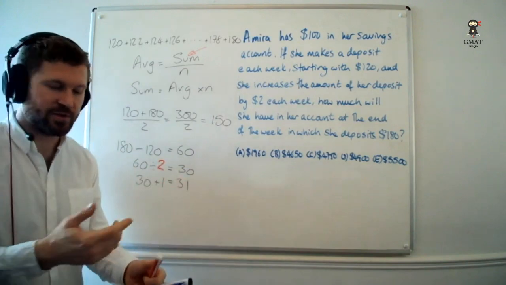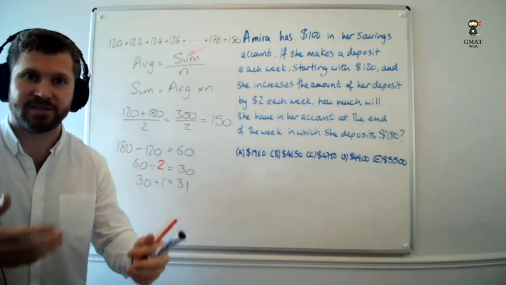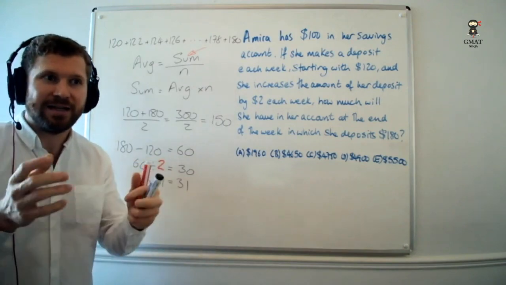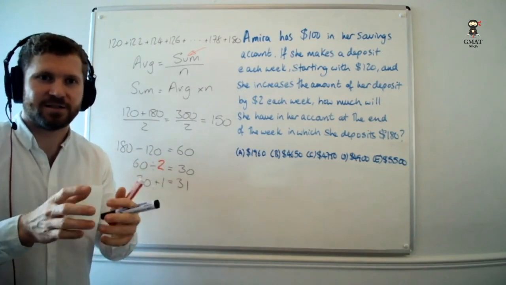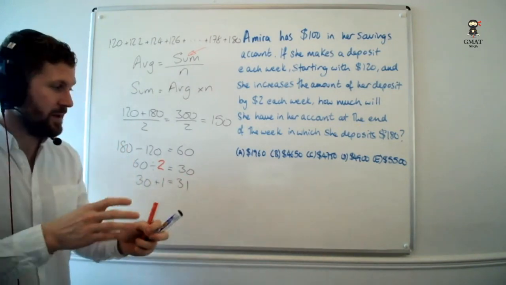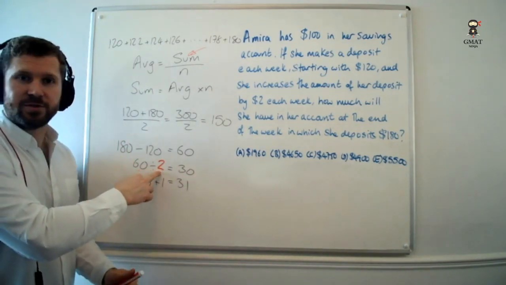If it was all the multiples of 3, it would be a 3. If it was all the multiples of 10, it would be a 10. That number changes depending on what you're trying to sum. As I say, if it was like the multiples of 7, it would be a 7. In this case, we're dealing with even numbers, so it's going to be 2.